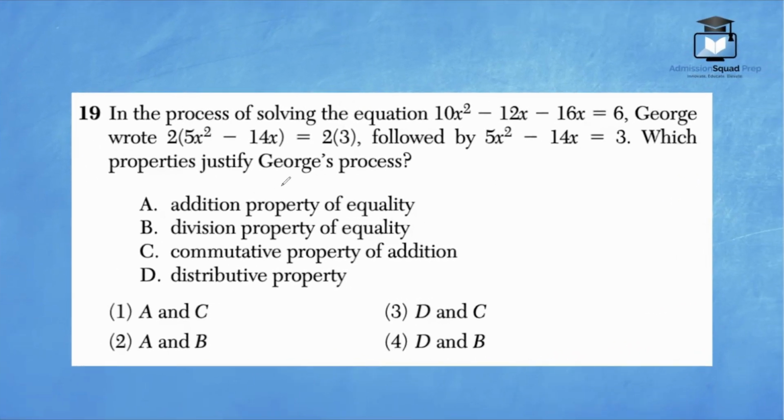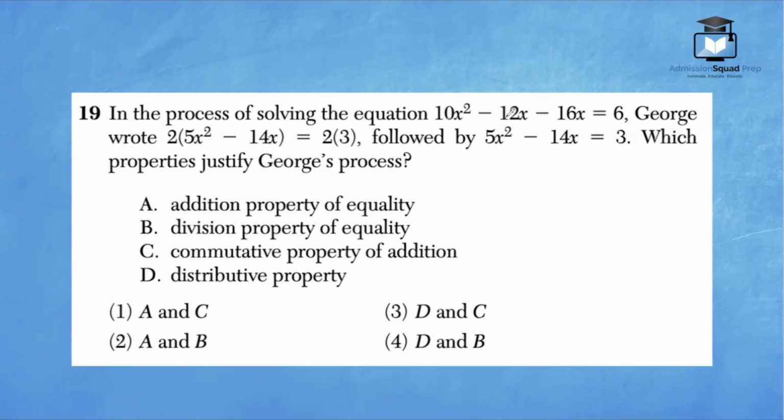Number 19. In the process of solving the equation 10x squared minus 12x minus 16 equals 6, George wrote 2 times 5x squared minus 14x equals 2 times 3, followed by 5x squared minus 14x equals 3. Which properties justify George's process? If we take a look at the difference between the original equation and what George wrote here, this is technically the distributive property, but just in reverse.